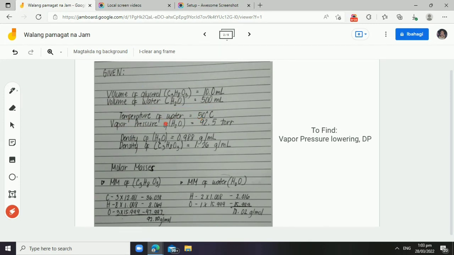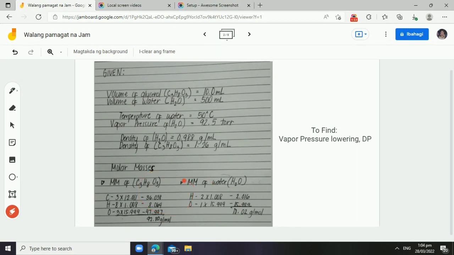the vapor pressure of water, which is 92.5 torr. Also, the density of water and glycerol. So water, 0.988 gram per milliliter, and sa glycerol, we have 1.26 gram per milliliter. Also, I have written here the molar masses of water and glycerol. Sa glycerol, we have 92 gram per mole, and sa water, we have 18.02 gram per mole. Gagamitin natin siya sa conversion part mamaya sa solution.